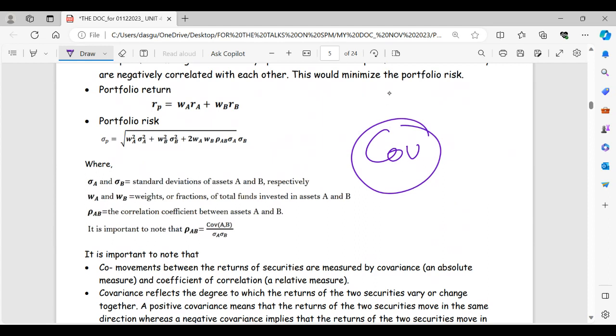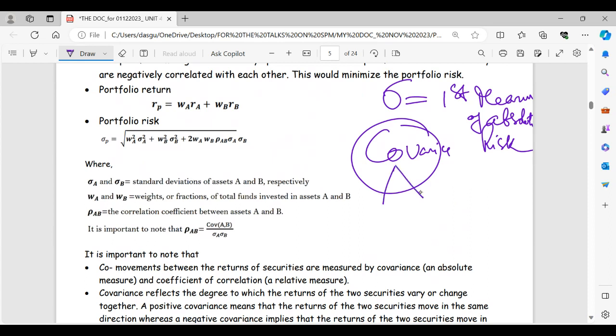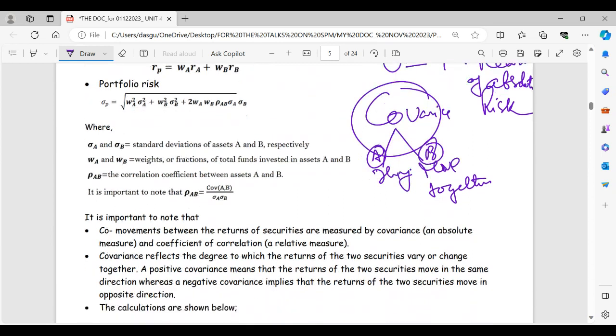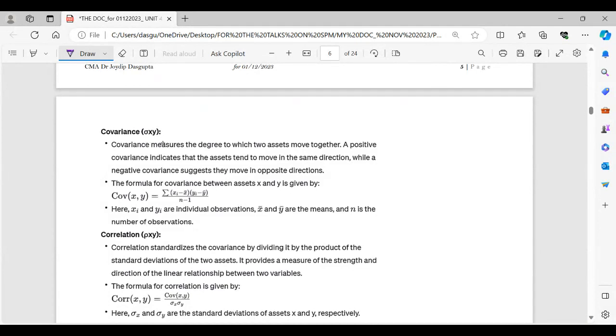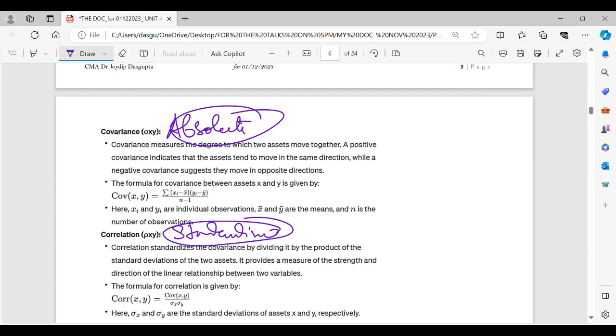There is a very interesting sum, and this diversification depends on covariance. Standard deviation is the first measure of absolute risk. And covariance is how two securities or multiple securities move together, how security A and security B move together. And of course, when you do covariance, you do correlation. Covariance and correlation are related to each other. Covariance is an absolute measure, and correlation is a standardized measure. Both mean the same thing, but this is a standardized measure.